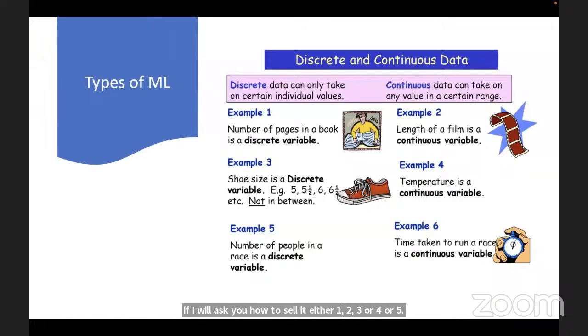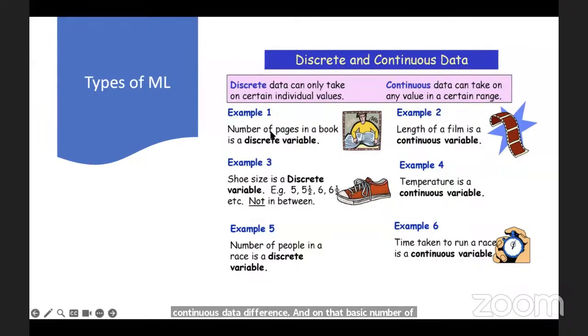Then it will be the discrete data. Discrete data take only certain individual values, not any value. So this is the difference between discrete data and continuous data. And on that basis, a number of examples are given.